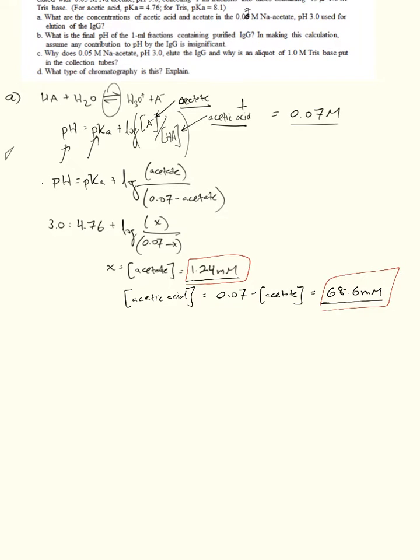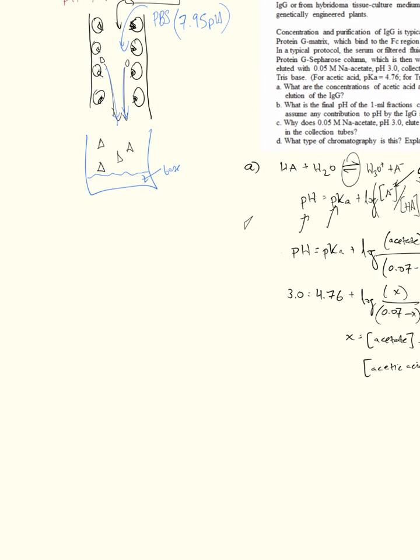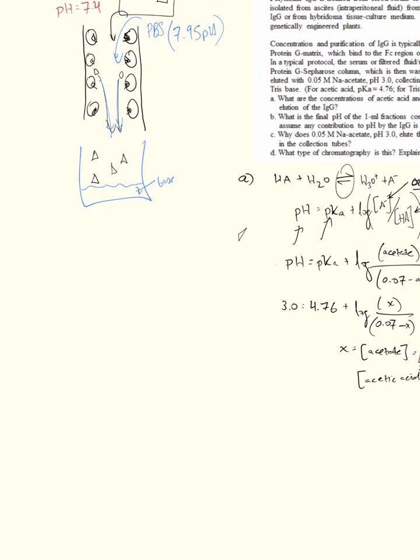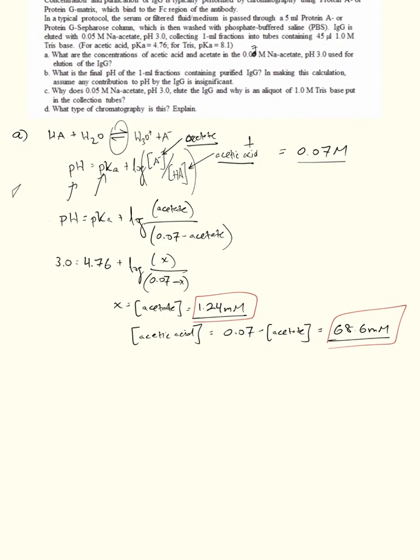What is the final pH of the 1 milliliter fractions containing purified IgG? Final pH of the 1 milliliter fractions containing purified IgG. Okay, so essentially now we're at this point where we have eluted out these black triangles, the IgG. We've eluted these out, and now we're going to find the pH once we've put it into this 1 milliliter sample of the base. Okay, this one's kind of trickier than the first one.